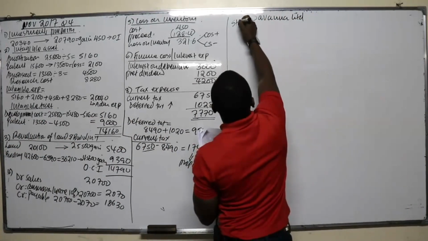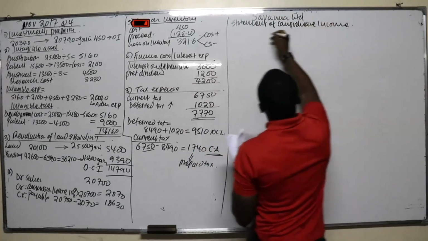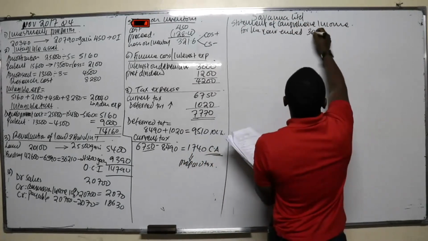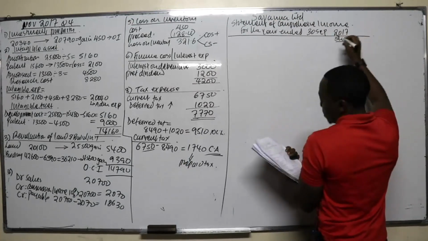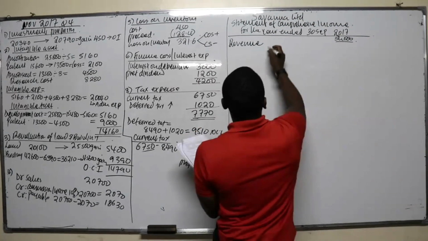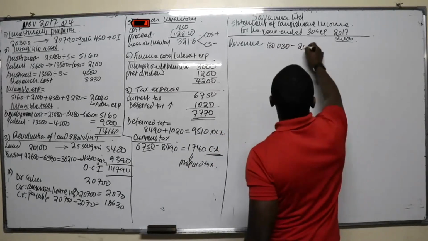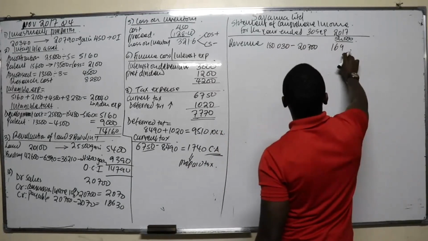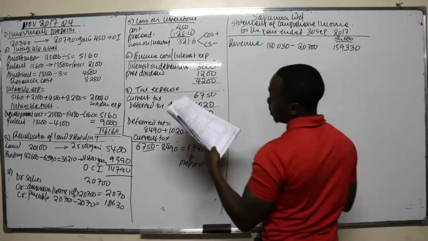Savannah Limited. Statement of comprehensive income for the year ended 30th September 2017. Our shillings are in thousands. So we'll take revenue. How much was the revenue? 180... Then you minus an amount of 2,700. What do you get? That is 159,330. Then you deduct cost of sales.